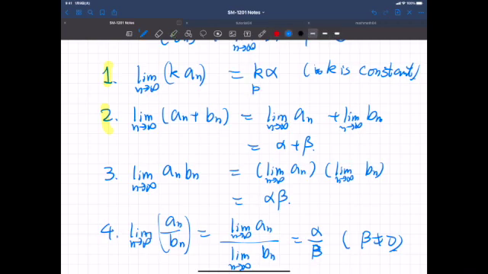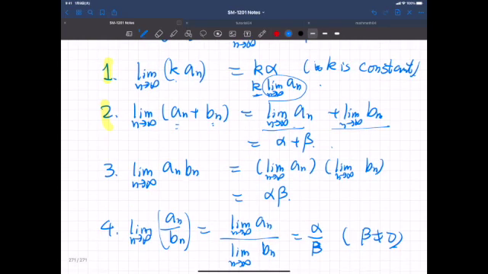So this should be written as limit of k an. If you multiply by a constant or scalar, then it is just a scalar multiplication of the limit. And if you add two sequences, then the limit is the sum of the two limits. So this is exactly according to the definition of linear operation.